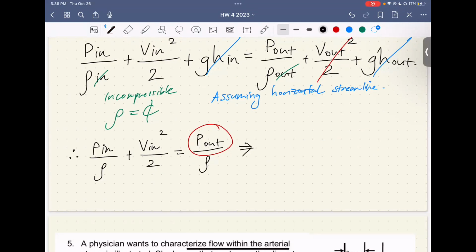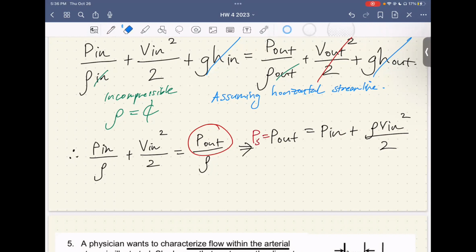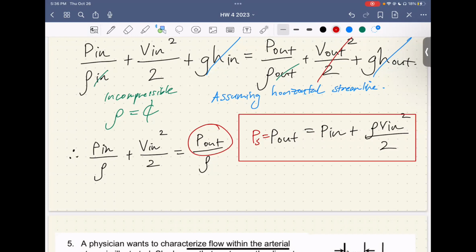So that means P out is equal to, we have P in, because the rhos cancel out when you multiply this entire left side by rho, plus rho v in squared over 2. So this gives us our stagnation pressure. So P out is our stagnation pressure. So I'm just going to write PS is equal to P out. And when you solve for this, plug in your terms, you will get the pressure out.